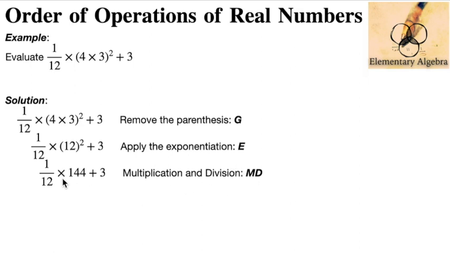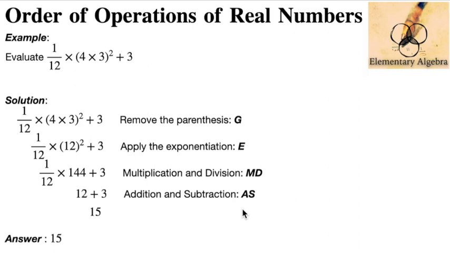There's one operation which says that we need to multiply. So 1 over 12 times 144. Sorry, it's multiplication, not division. So 1 over 12 times 144 gives us 144 divided by 12, which is 12. Lastly, addition and subtraction, that's the AS. So we have 12 plus 3, which gives us 15. So our final answer for this expression is 15.